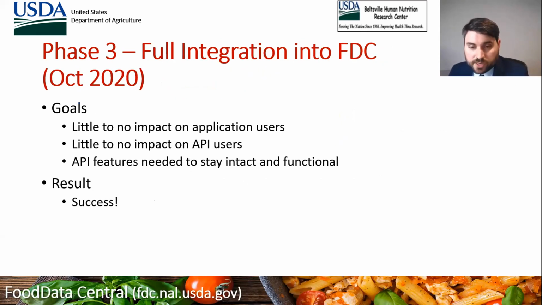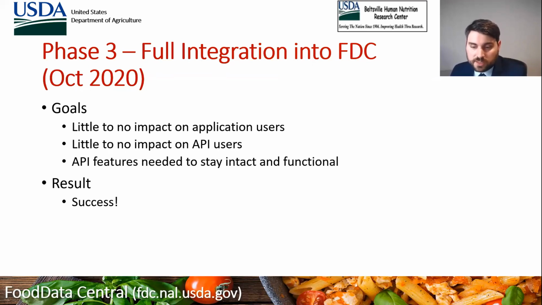And then finally, we transitioned into a graph database. In October of 2020, FoodData Central was launched with a graph database background. There was no hubbub that we had done this. Instead, our goal was to make sure there was little to no impact on application users, that there was little to no impact on API users, and that the API features that existed needed to stay intact and continue to function as they had prior.